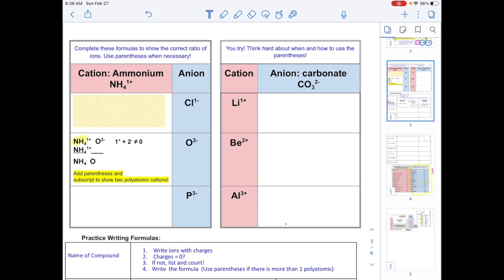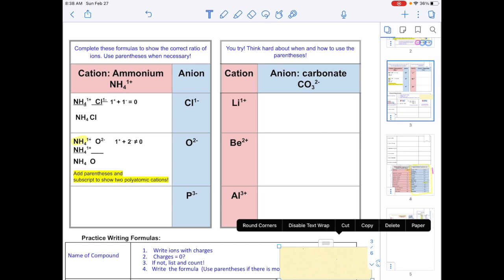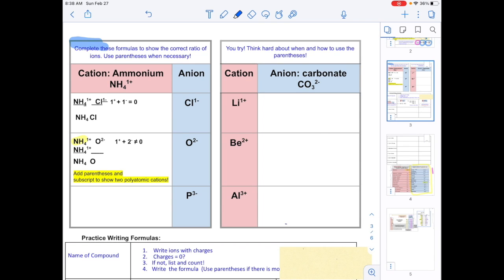On these boxes, you're going to write formulas, and I'm giving you the cation and the anion symbols. And so for this one, part of it's done for you already. On this side here, we have complete these formulas to show the correct ratio of ions. Use parentheses when necessary. So on this one, our cation is always going to be the ammonium ion, and then we're going to bond that to 3 different anions, chloride, oxide, and phosphide, to see the different ratios.